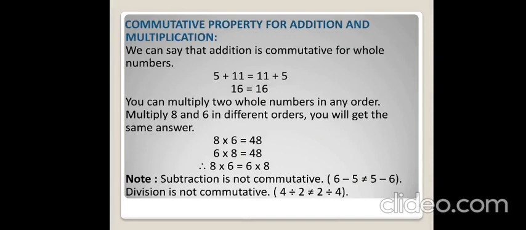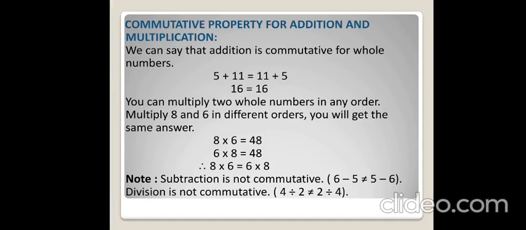Second property is commutative property for addition and multiplication. What is meant by commutative property? When you are adding two numbers, by interchanging its value, the answer is same. Similarly, for multiplication, when you are multiplying two numbers, you get an answer, and if we exchange the two numbers, also the answer is same.